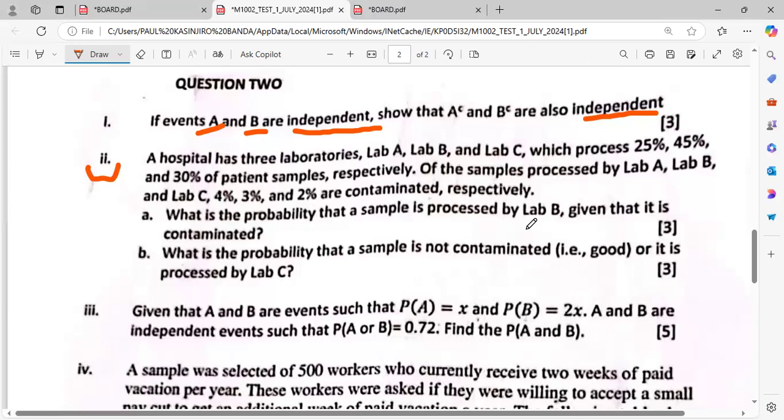Okay, so for us to easily solve this question, we're first going to come up with a tree diagram. So remember we have 3 labs, and then lab A processes 25%, lab B 45%, lab C 30%. Okay, and then of those, we have those that are contaminated, and then we have those that are good, not contaminated. So let's come up with a tree diagram for this.